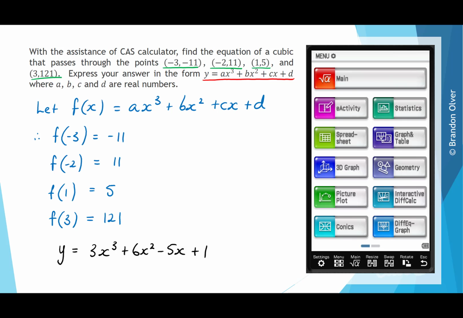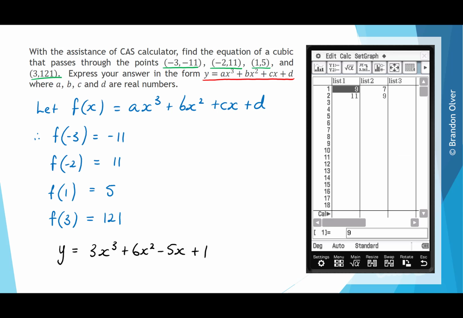Going back to the home menu, we can also use the statistics menu to find the equation of a cubic going through 4 points. So we can put them in list 1 and list 2, so it'll be -3, -11 as one coordinate, and then we'll have -2 and 11 as another coordinate, and then we will have 1 and 5 as another coordinate, and the fourth coordinate will be 3 and 121.